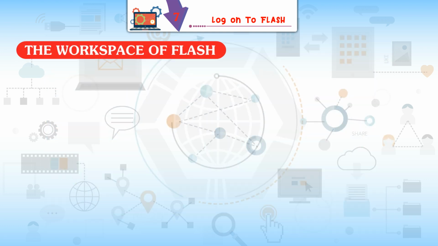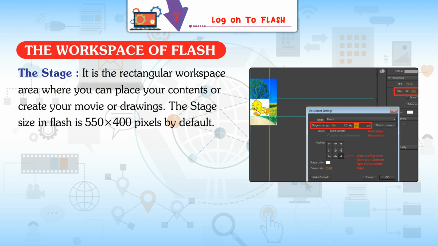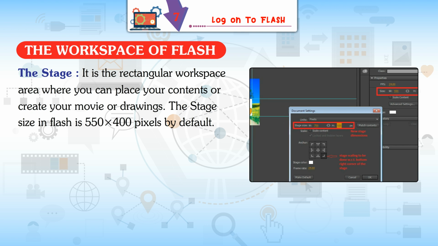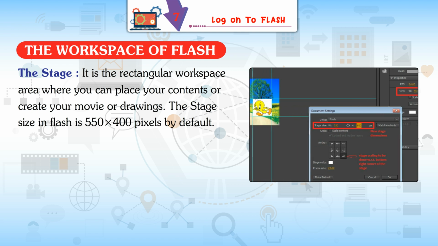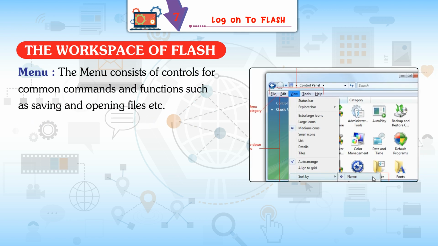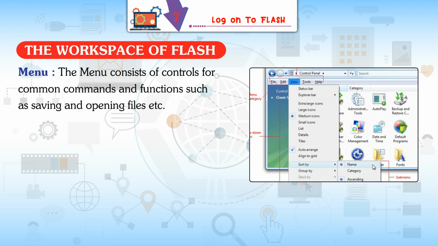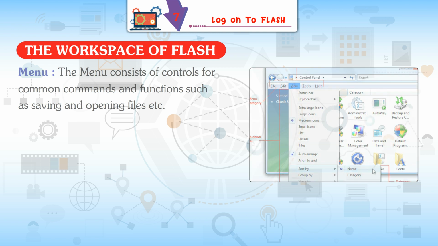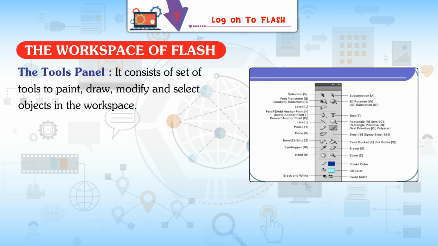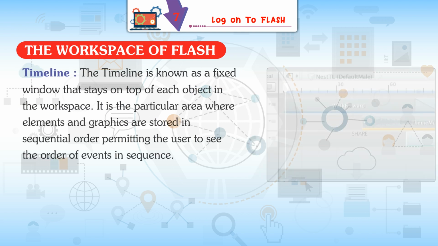The workspace of Flash. The stage. It is the rectangular workspace area where you can place your contents or create your movie or drawings. The stage size in Flash is 550 by 400 pixels by default. Menu. The menu consists of controls for common commands and functions such as saving and opening files, etc. The Tools panel. It consists of a set of tools to paint, draw, modify, and select objects in the workspace.